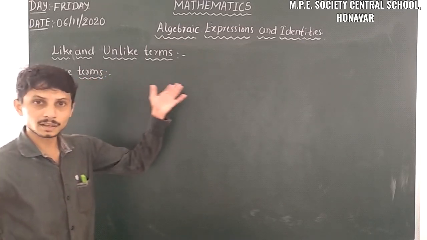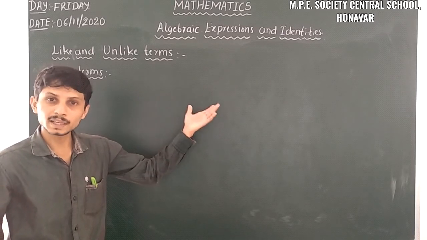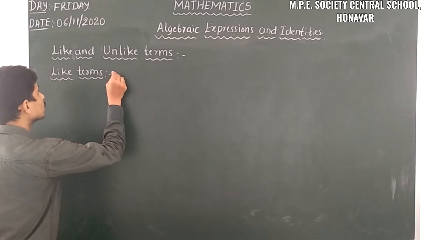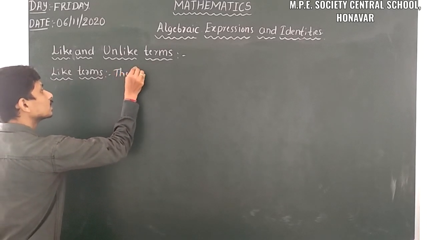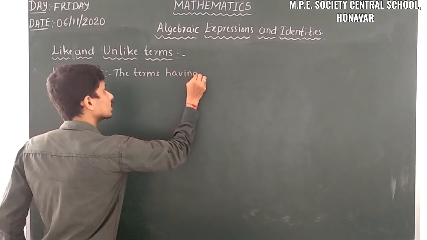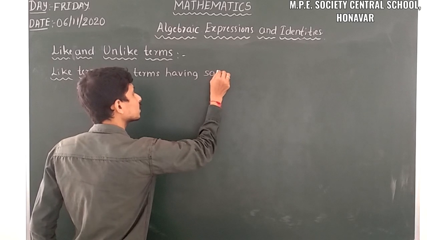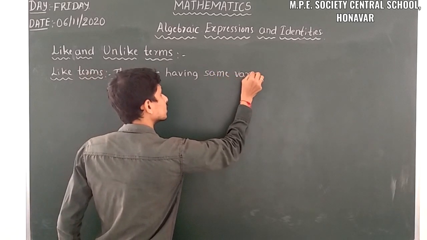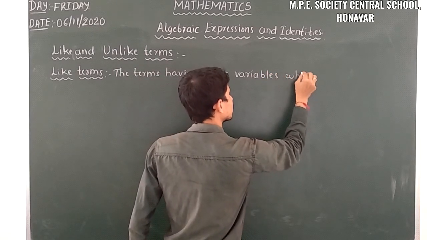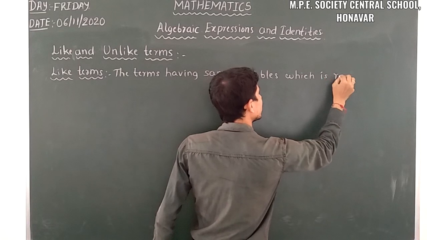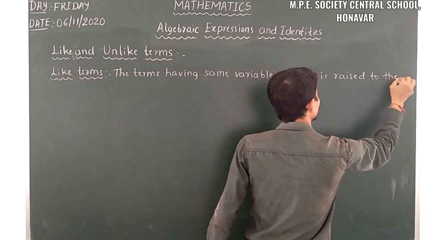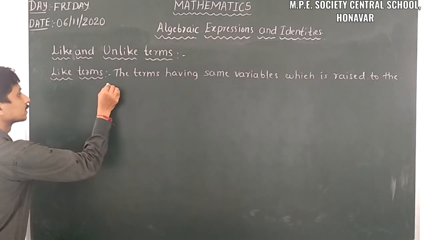A like term is a term that contains the same variable, which is raised to the same power. The terms having the same variables, raised to the same power.